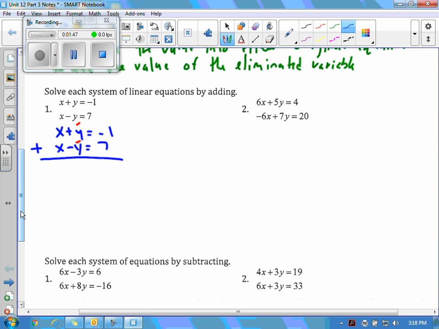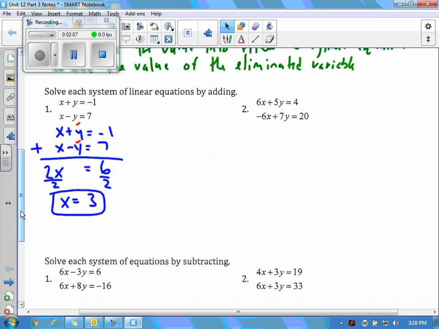If we just add down, x plus x is 2x, y plus negative y is 0, and negative 1 plus 7 is 6. So then I need to solve 2x equals 6, so I'm going to divide by 2 on both sides, and I'll get x equals 3. That was step 1 and step 2 all kind of wrapped into one. Step 1 was to get right here: I eliminated the y, so I have x. Step 2 was to solve for the variable that wasn't eliminated, just solve for x.